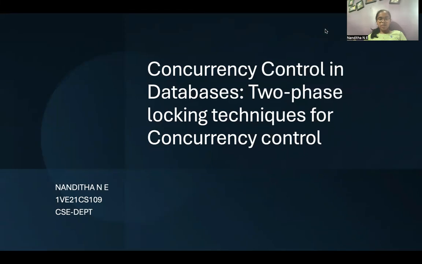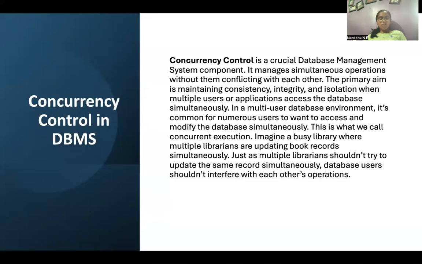Today I am here to discuss concurrency control in databases, the two-phase locking technique for concurrency control. Concurrency control is a crucial database management system component. It manages simultaneous operations without them conflicting with each other. The primary aim is maintaining consistency, integrity, and isolation when multiple users or applications access the database simultaneously.